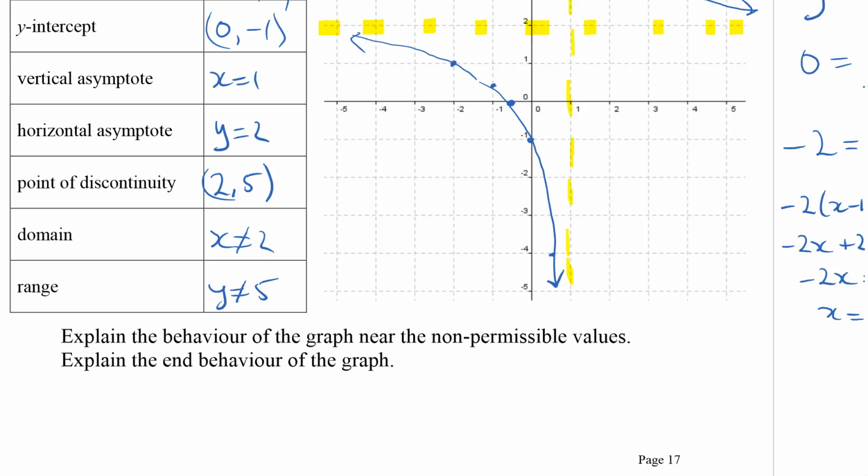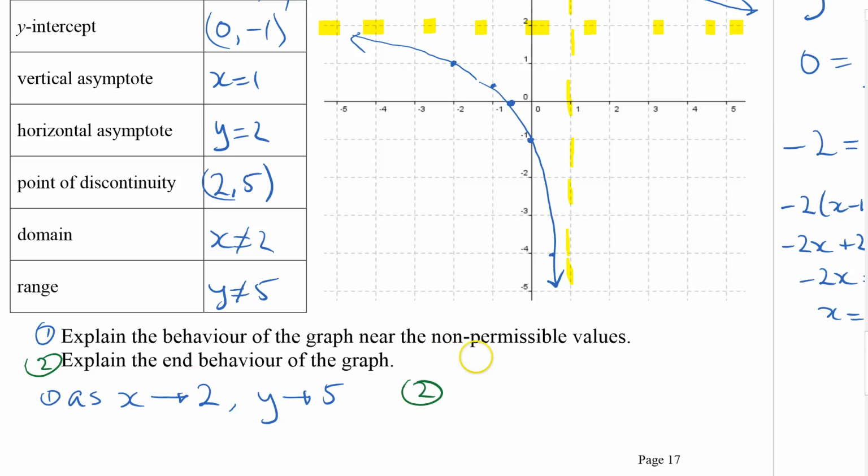Now it says explain the behavior of the graph near the non-permissible values. Well, I can say as x gets closer and closer but doesn't quite meet 2, as it approaches 2, then y approaches 5. That's the first part. And then the second part, number 2, my answer for number 2 is over here. Explain the end behavior.